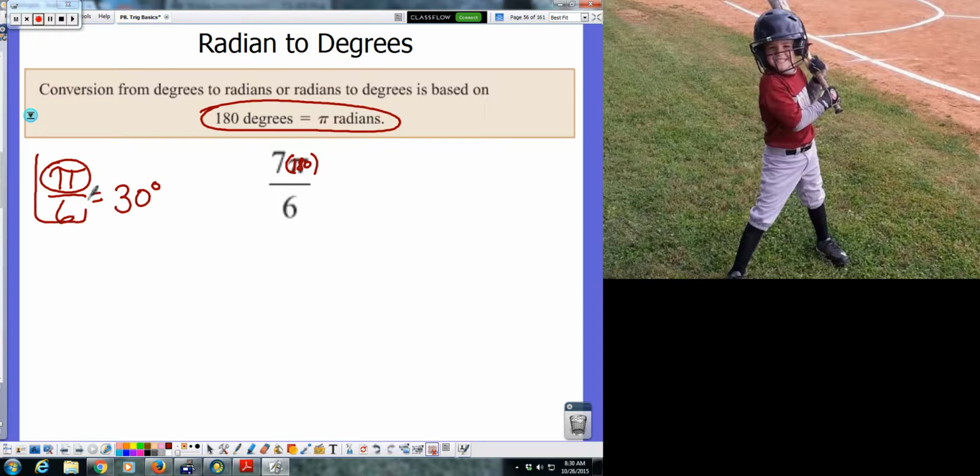This is what a 30-degree angle looks like in radians. Okay, let's do another one. Pi over 3. If you can divide 18 by 3, you can divide 180 by 3. 180 divided by 3 is 60. That's what a 60-degree angle looks like. Pi over 2. Same thing. If you can divide 18 by 2, you can divide 180 by 2. 180 divided by 2 is 90. And the one that is a little bit tougher, pi over 4.